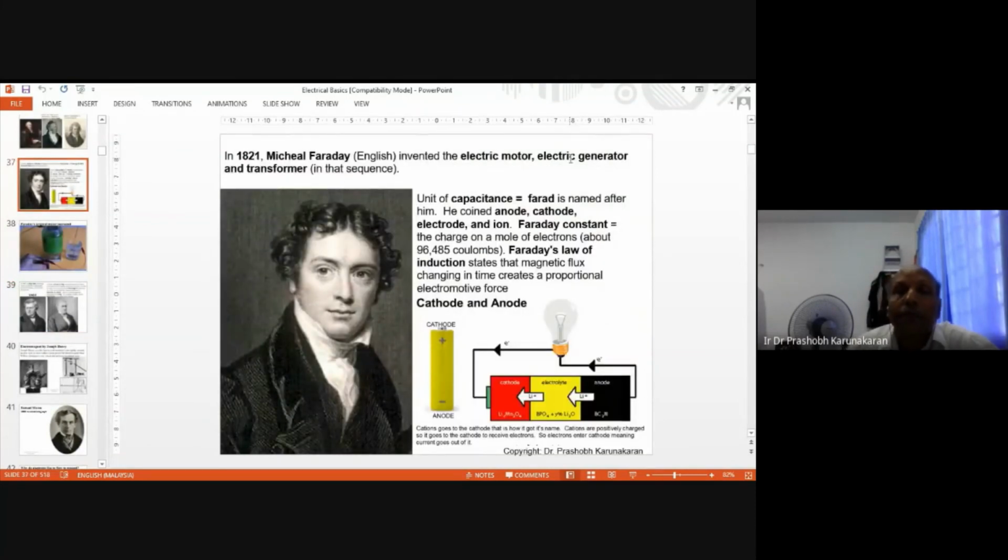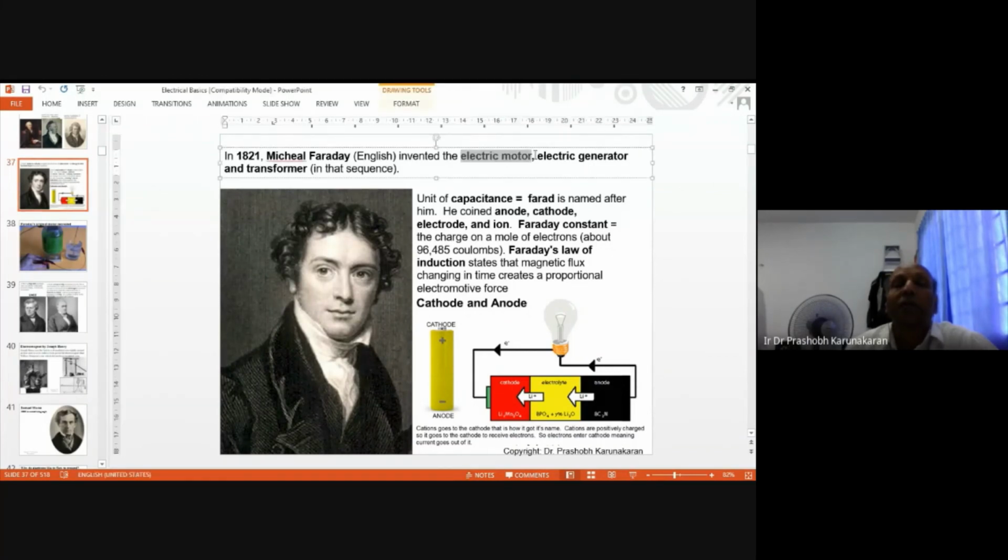This is Faraday. He is considered the father of electricity because he invented three things: the electric motor, the electric generator, and the transformer. These three are the most important things in electrical, and all were made by him.